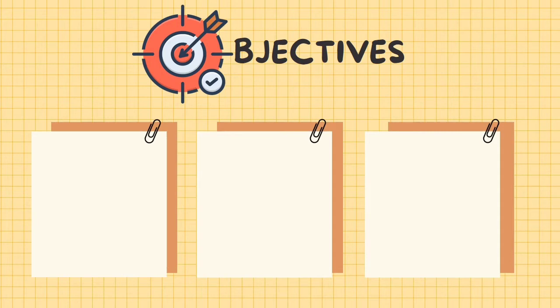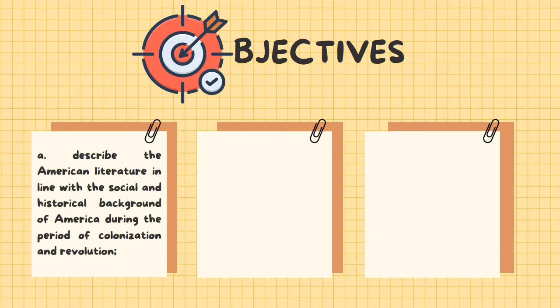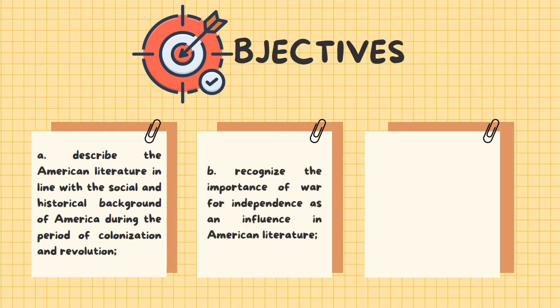Here are the objectives for today's lesson. First, describe the American literature in line with the social and historical background of America during the period of colonization and revolution. Second, recognize the importance of war for independence as influence in American literature. And lastly, develop patriotism and love of country.